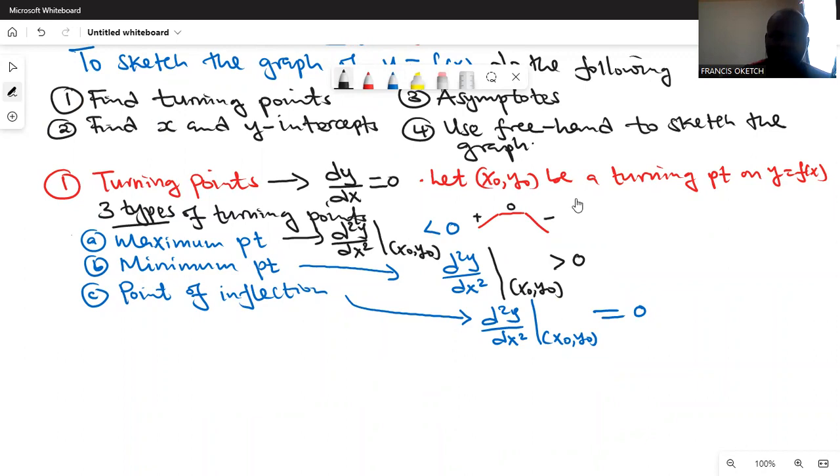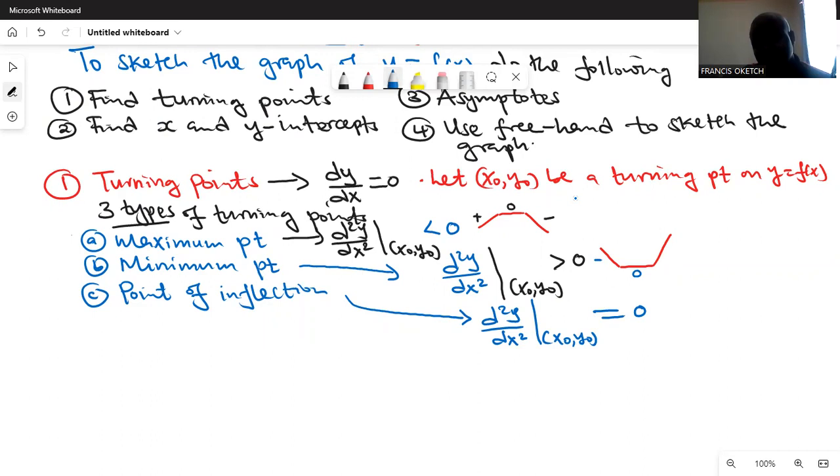What about a minimum point? This is what happens with the graph. It starts to fall, it falls, then levels, then again starts to rise. So if you look at the sign of the gradient, when it is falling, it is negative. When it has leveled out, it is 0.